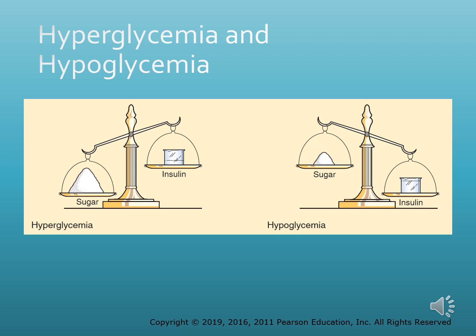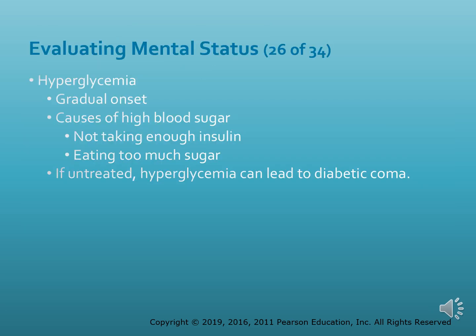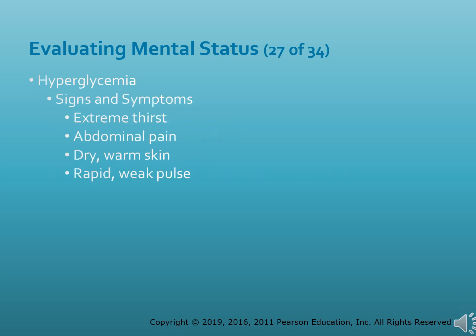Here's the difference between hyperglycemia and hypoglycemia. Hyperglycemia, or high blood sugar, has a gradual onset. Causes of high blood sugar are not taking enough insulin and eating too much sugar, and if untreated, hyperglycemia can lead to a diabetic coma. Signs and symptoms can be extreme thirst, abdominal pain, dry, warm skin, and a rapid and weak pulse.